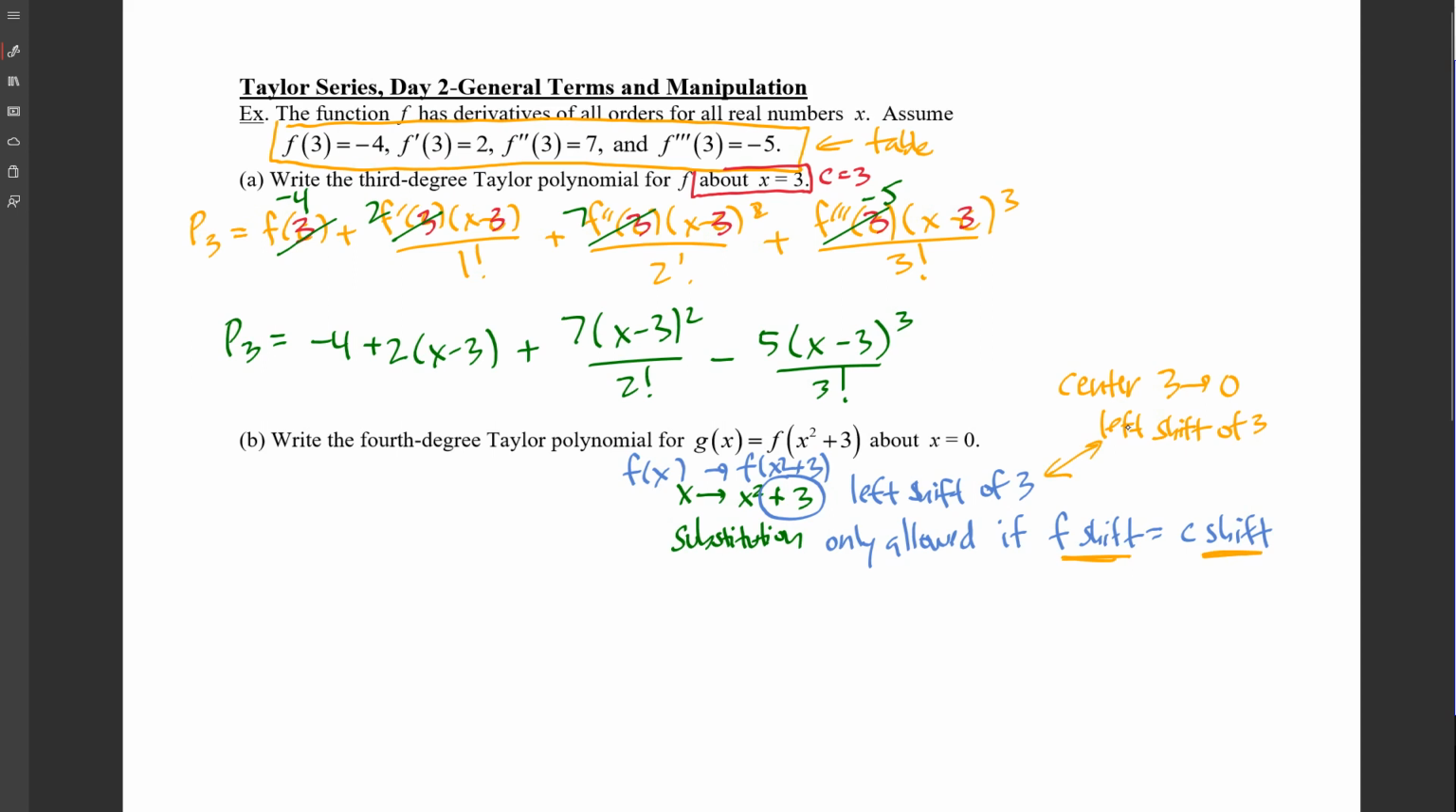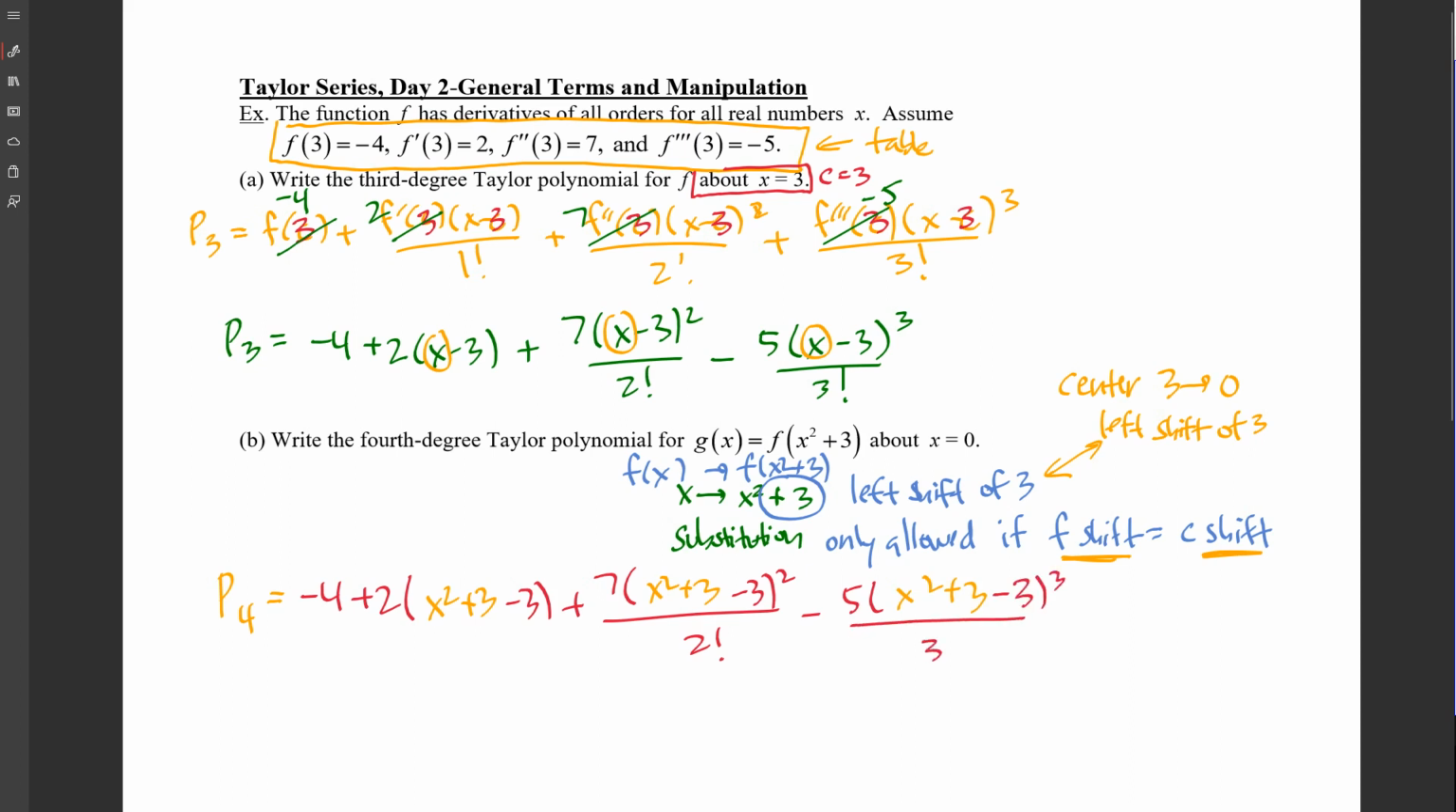What does it mean when I say substitution is allowed? That means I can write this new polynomial, P4, by just replacing every x with x squared plus 3. So this will be negative 4 plus 2 times x squared plus 3 minus 3, plus 7 times x squared plus 3 minus 3 quantity squared over 2 factorial, minus 5 times x squared plus 3 minus 3 raised to the third power over 3 factorial.